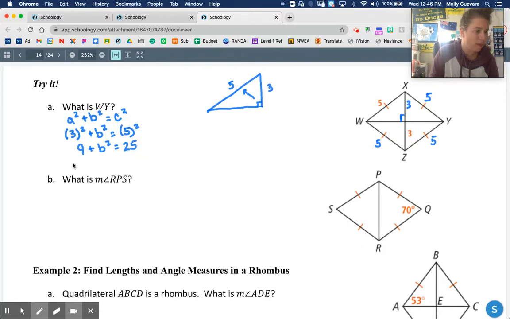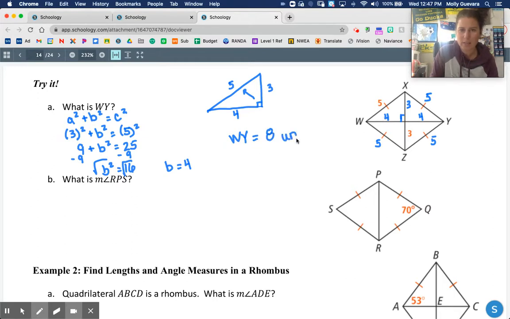If I subtract 9, I get B squared equals 16. And then when I take the square root, I get B is 4. So that tells me that this length, halfway from W to Y, is 4. That means this is 4, which means this is also 4. So then the length of WY is just 4 plus 4, so it's 8.